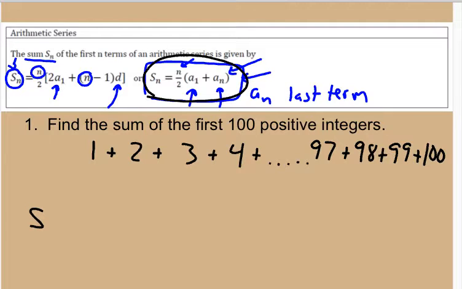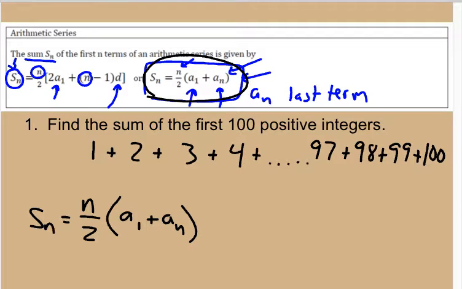S sub n, the sum of your series, equals n over 2. And we know what n is. It's the first 100 positive integers, so n is going to equal 100, times a sub 1 plus a sub n. Okay, why does this formula work? Just to give you a little bit of background on this.